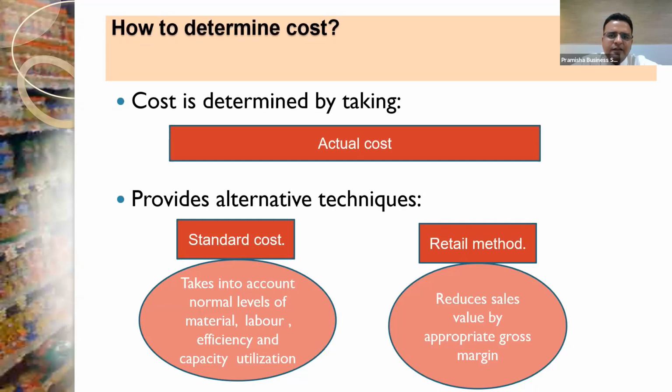Other alternative techniques are if you're not able to arrive at cost through actual cost, because you use standard costing as a technique to price your product and launch it in the market. If you're into retail business, you may use retail method. The standard costing takes into account normal levels of material, labor efficiency and capacity utilization, and you arrive at a cost card. You use this cost card to calculate your cost of inventories, and on this you also add your profit margin, and you're able to sell it in the market on day one of your business.